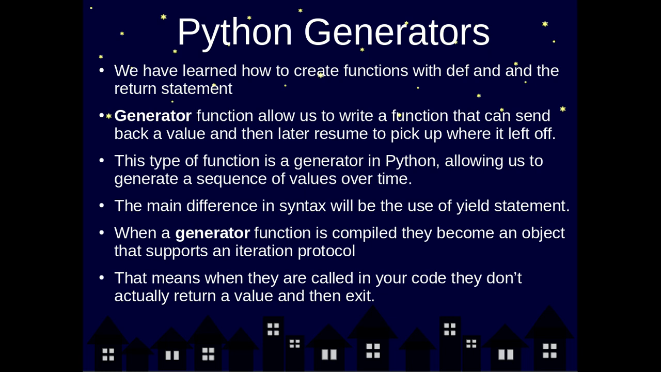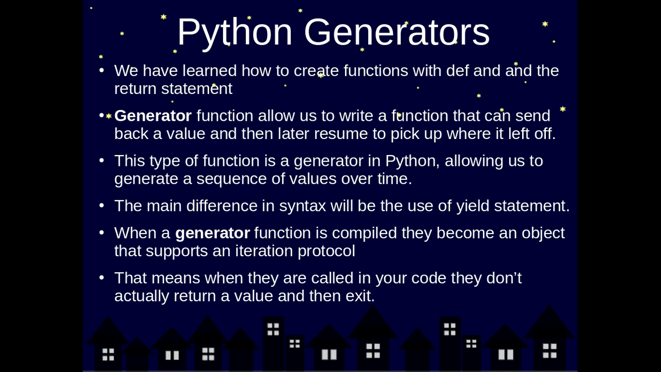That means, let's say we want to create a list of numbers from 1 to n, up to 1 to 10. Then it's not going to hold all the list members inside the memory. Instead it will give you one value each time as you need. This type of function is called a generator in Python, allowing us to generate a sequence of values over time, one by one.